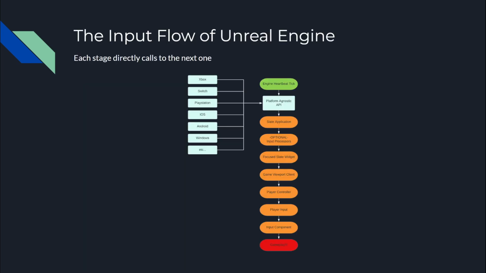So the general flow of Unreal Engine's input. Each stage directly calls to the next one. From the very beginning, it starts at the engine heartbeat tick. Unreal Engine's heartbeat tick notifies your platform SDKs, like tick update every frame. And this is the platform agnostic API that is pretty much a plugin or its own module.